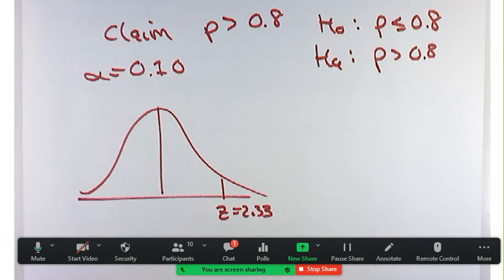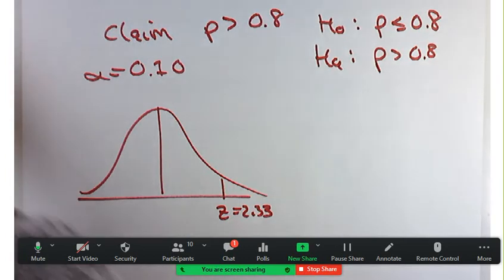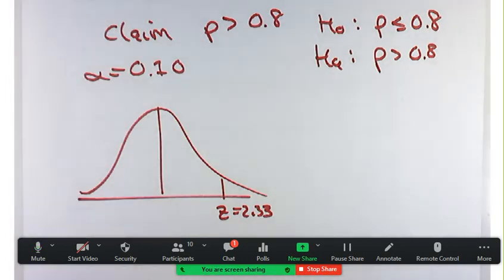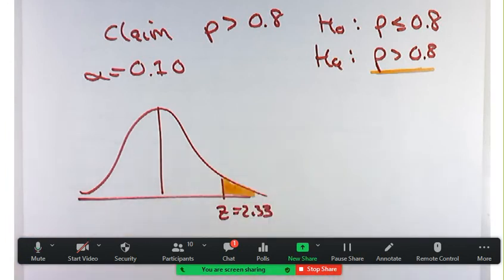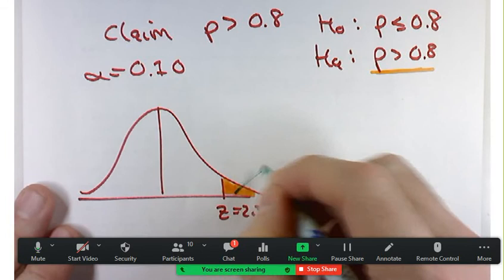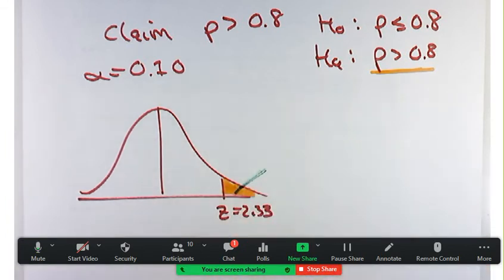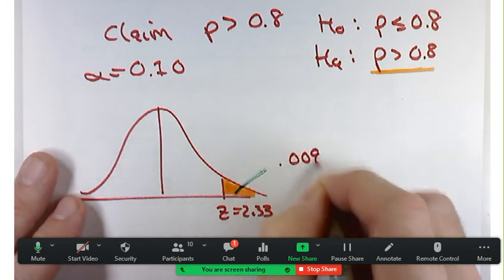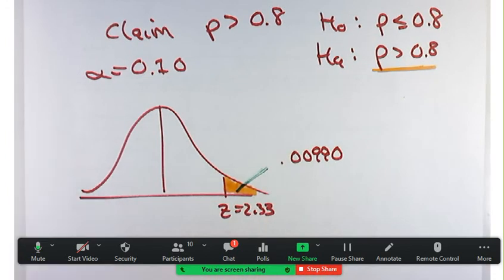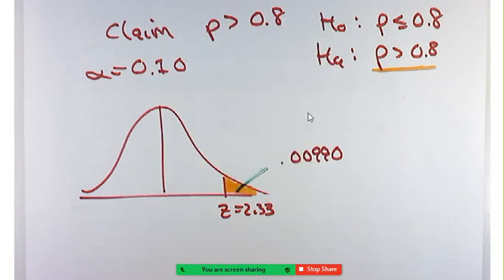Is this a left tail, right tail, or two tail test? It's another right tail test. It's pointing in the right direction. So the p-value is just this area. And I'm not going to take the time to look up this p-value with you. It's just going to be 0.00990. That's that area. You can get that from StatDisk or you can get it from Google Sheets.